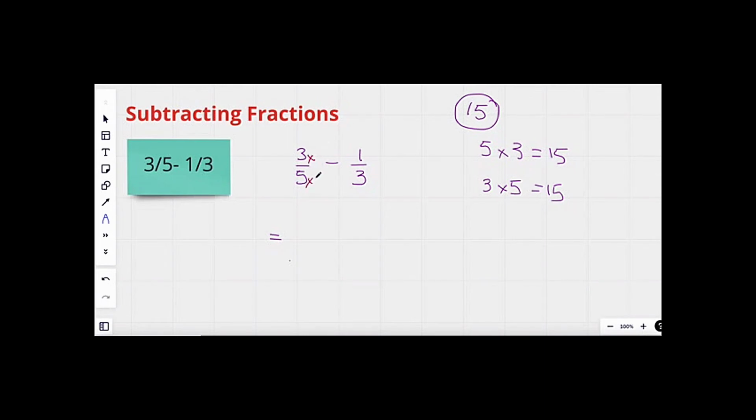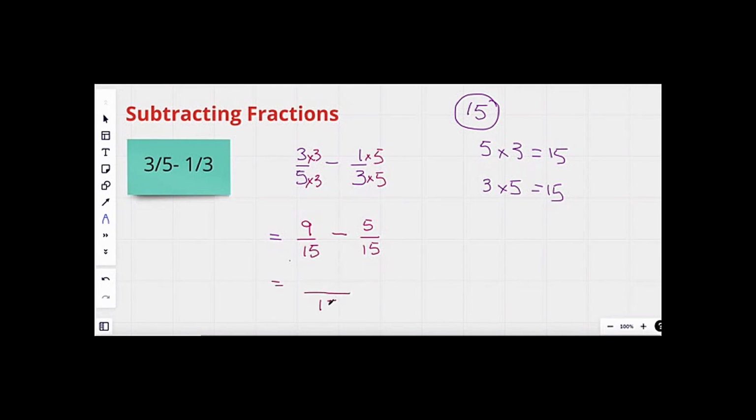So we are multiplying the 5 times 3 to get 15. And so that means we've got to multiply the top here by 3. In this case, the 3 we're going to multiply by 5 to get 15, which means we're going to multiply the top by 5. Okay, so let's write our new equation. It's going to be 9/15, because 3 times 3 is 9 and 5 times 3 is 15, minus 5/15, because 5 times 1 is 5, and 3 times 5 is 15. So now we can go ahead and start subtracting.